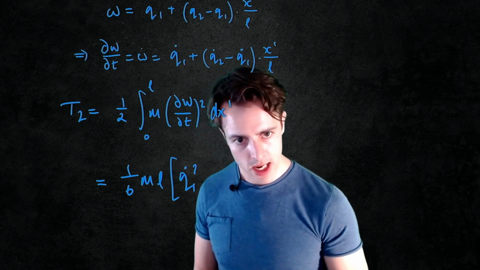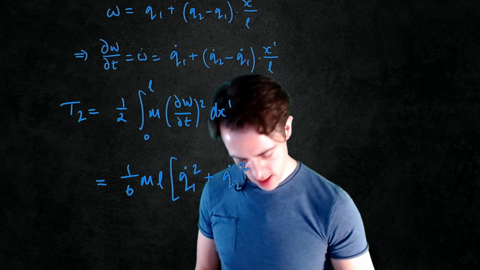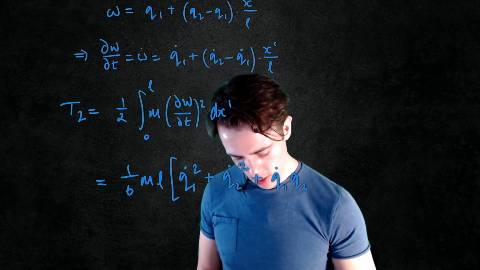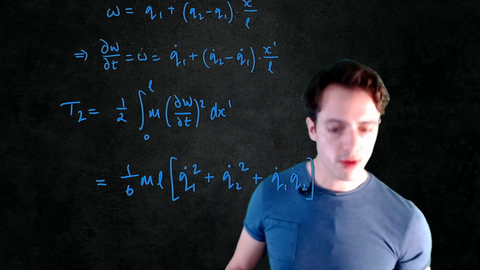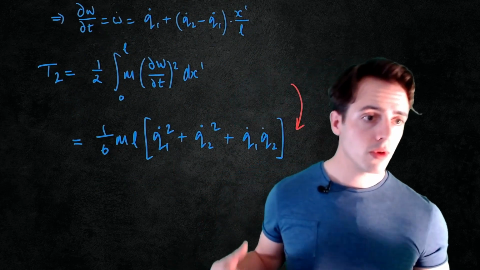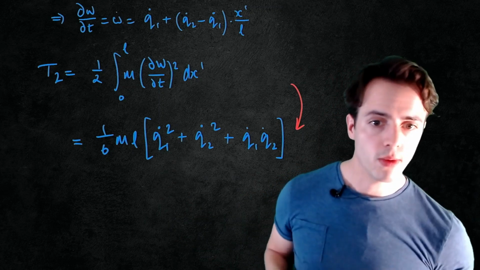Q1 dot squared plus Q2 dot squared plus Q1 dot Q2 dot multiplied together. So do this step, go through it, check you get the right answer, drop me a message on Slack when you've managed to do that.